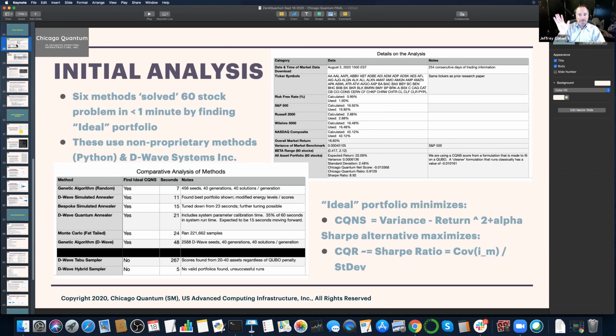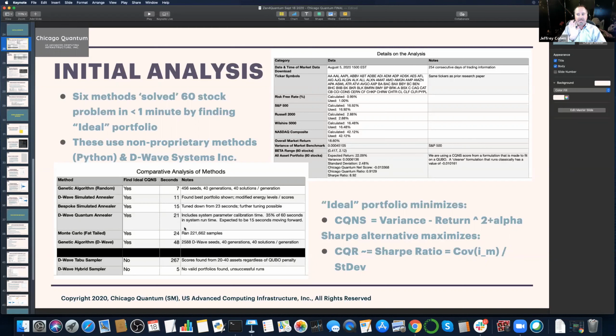60 stocks, how'd we do? So this is in the paper. It took 7 seconds to use a genetic algorithm. We got the best solution. It took 11 seconds for the simulated annealer that D-Wave gave us and 15 seconds for our own. The Monte Carlo took 24 seconds and then our quantum annealer took 21. That is an accumulation of all the runs we had to do, including the calibration run. We figured it'd be 15 seconds moving forward.